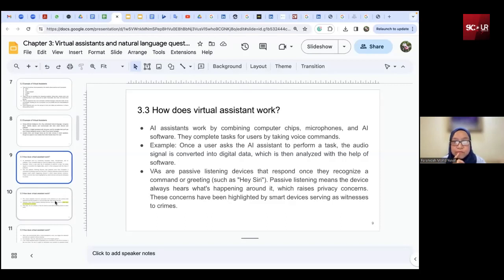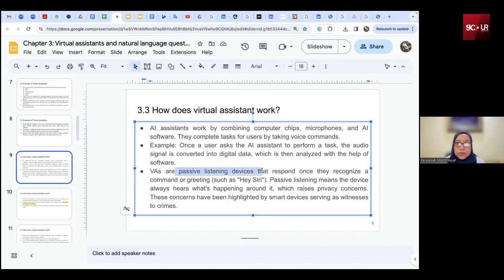So later in a quiz or in the exam, I can ask you the question: how does a virtual assistant work? You can write that a VA combines a few devices: chips and microphones, and users need to give a voice command. Then it captures the voice, analyzes it using software, and gives you the output. And VAs use passive listening devices to capture or to listen.